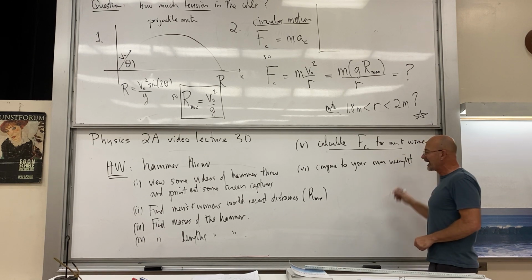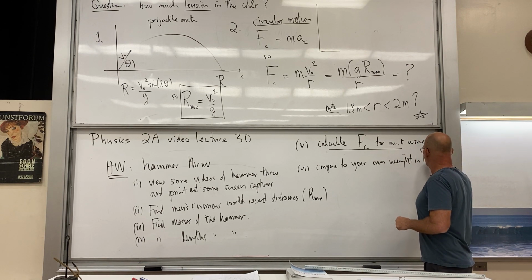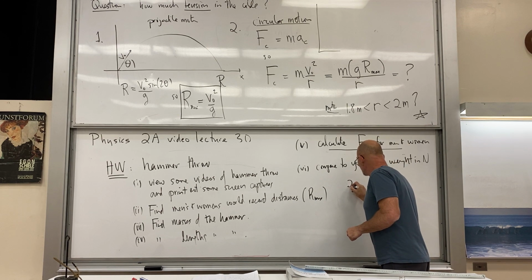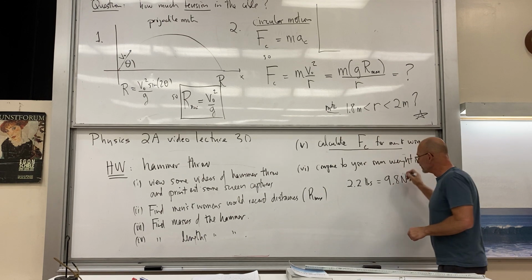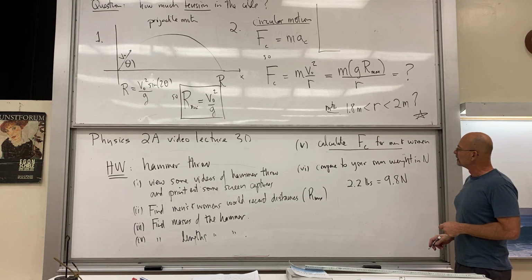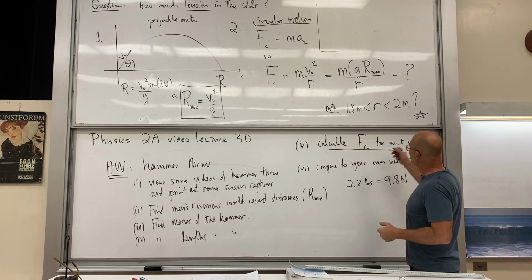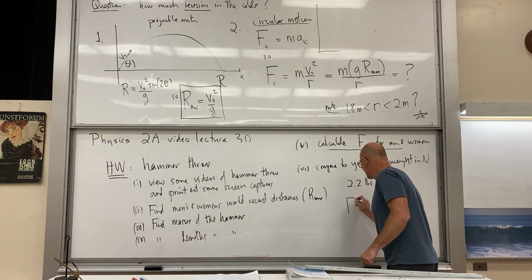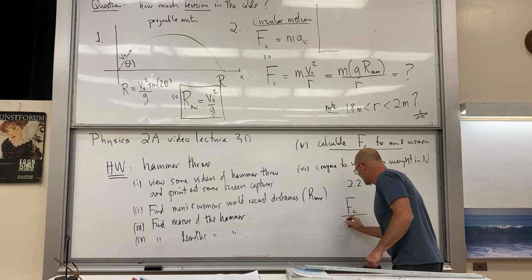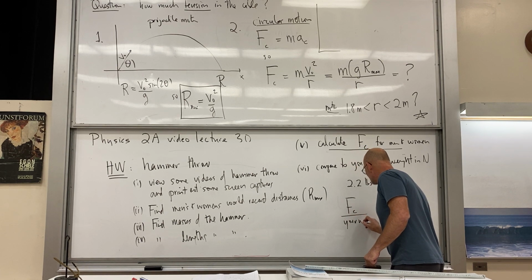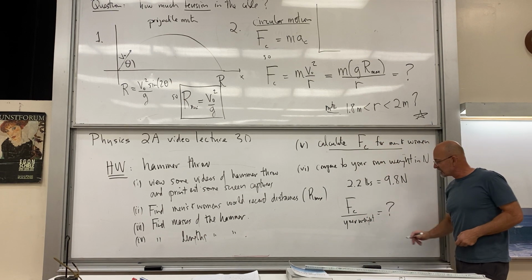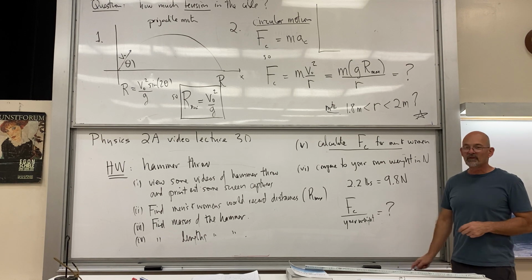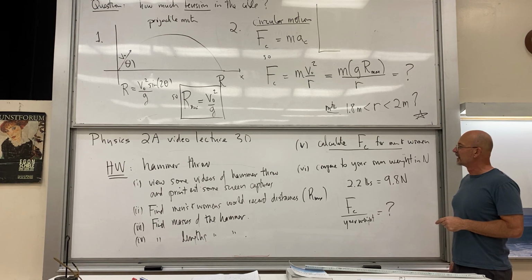Now, if you don't know your weight in newtons, remember that 2.2 pounds equals 9.8 newtons. That's a conversion, so you can always convert to newtons. And when I say do this comparison, it's FC divided by your weight. And that's going to be an impressive number. I'll tell you, it's more than your weight, and it's more than twice your weight, when that steel ball is released.